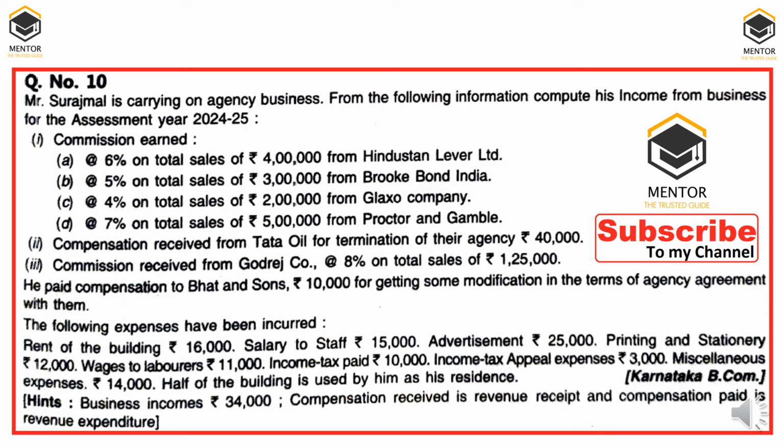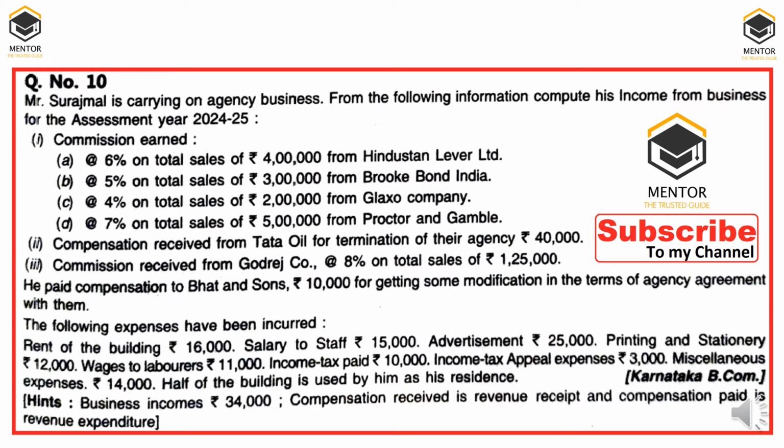Commission received from Godrej and Company is 8% on total sales. He paid compensation of 10,000 to Bhatt and Sons for getting some modification in the terms of the agency agreement. The following expenses are given: rent of the building, salary, advertisement, printing and stationery, wages to labor, income tax paid, which is not allowed, income tax appeal expense, and miscellaneous expenses. Half of the building is used by him for residence, so half the rent is disallowed. So this question we have furnished.